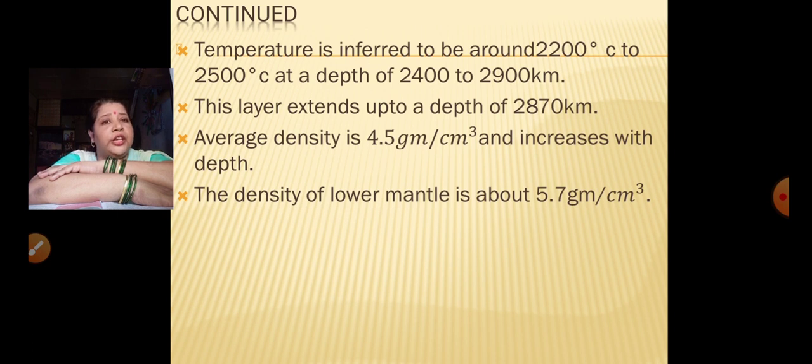The average density over here of this upper mantle is 4.5 grams per cubic centimeter. And as we go deeper, it goes on increasing. Now if you see the density of the lower mantle, the density of the lower mantle is about 5.7 grams per cubic centimeter. I hope children you will have understood about the mantle. Correct? Now let's move on to the next interior part, that is the core.